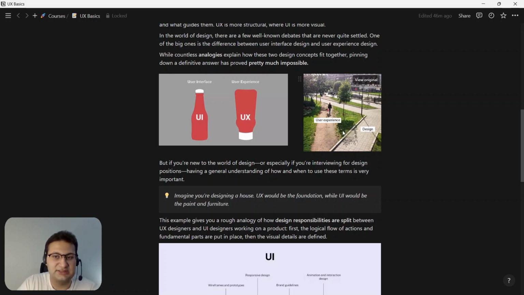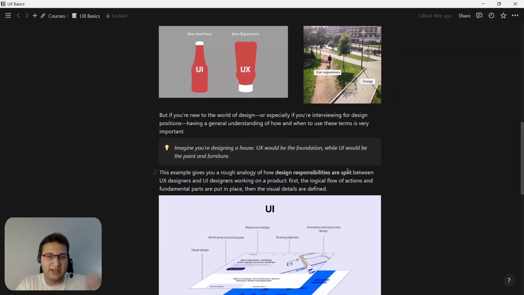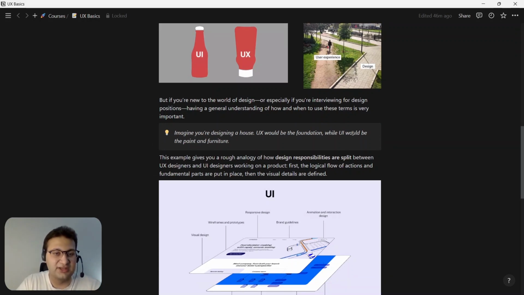So again, this is the wrong way of differentiating between the two, and even more so, this says user experience. This says design. Like UX is something besides design entirely. So these things can go pretty wild. So don't associate your entire understanding of these concepts to these images. They are not as binary in nature.